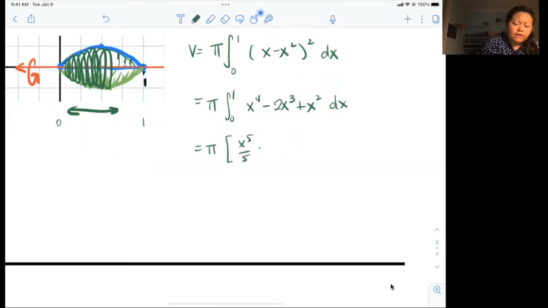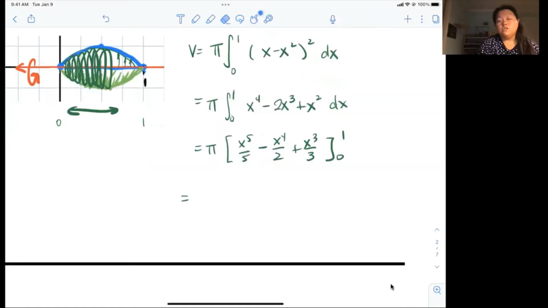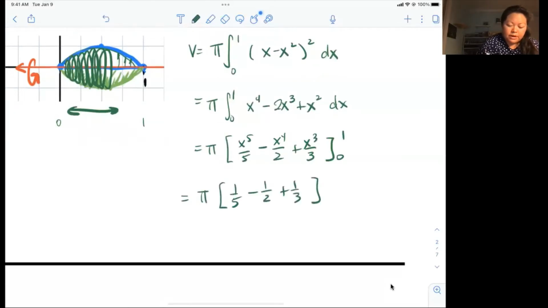x to the fifth over 5 minus 2x to the fourth over 4, so x to the fourth over 2, plus x cubed over 3. Okay. And again, if you're not comfortable with that, make sure you show every step. It's okay to show more steps. Don't forget plugging in your 1 and 0, knowing that plugging in the 0 will give me nothing, which is awesome. You get 1/5 minus 1/2 plus 1/3, right?